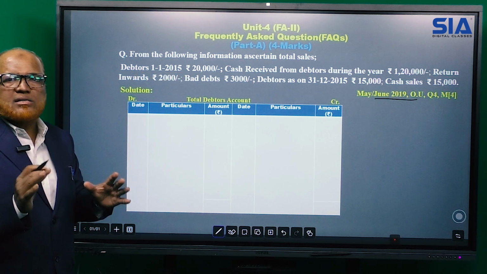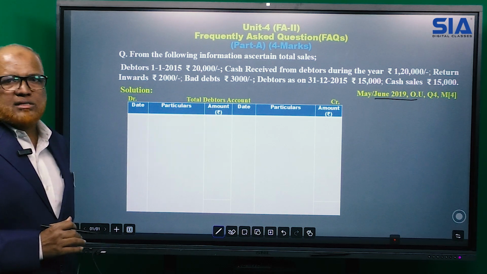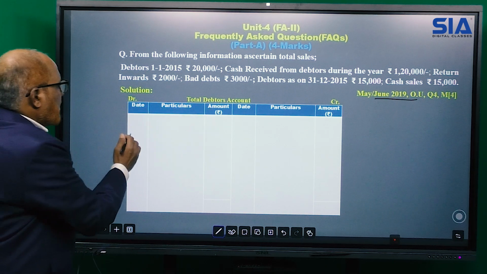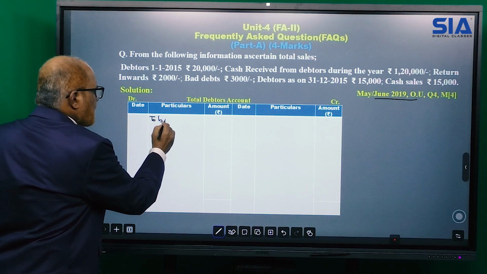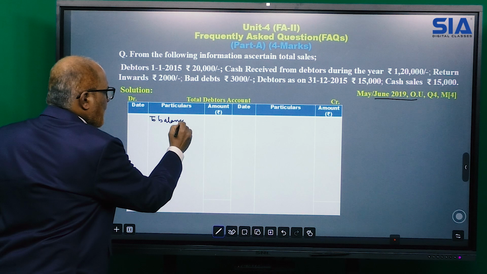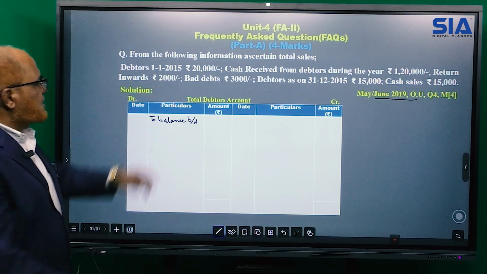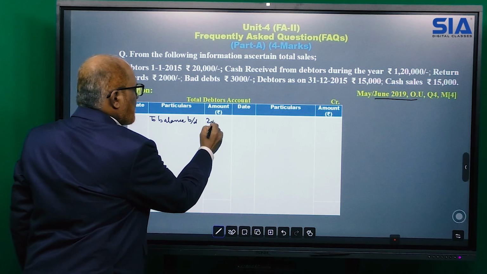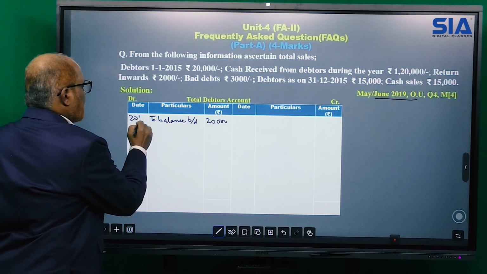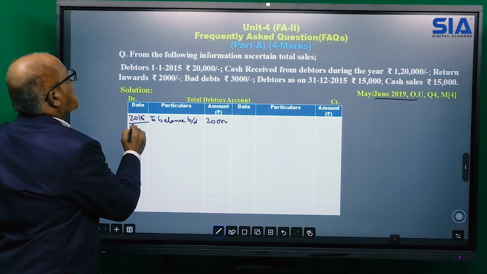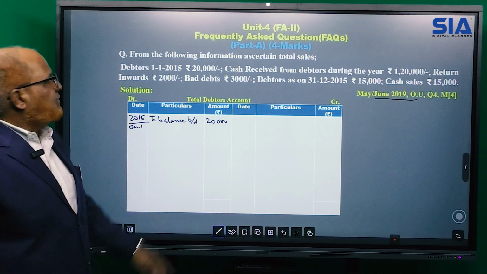Opening debtors, you should always take on the debit side of the total debtors account. So this is the total debtors account. On the debit side, I am writing balance brought down. Balance brought down, the opening balance, is 20,000. And simultaneously write the date also: 2015, January 1st. Opening balance we have taken.